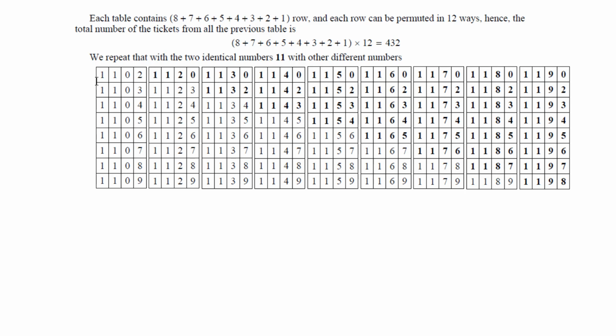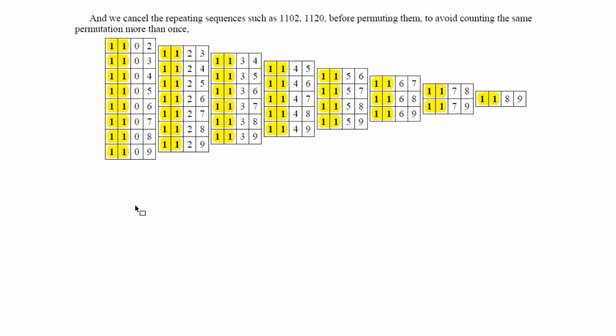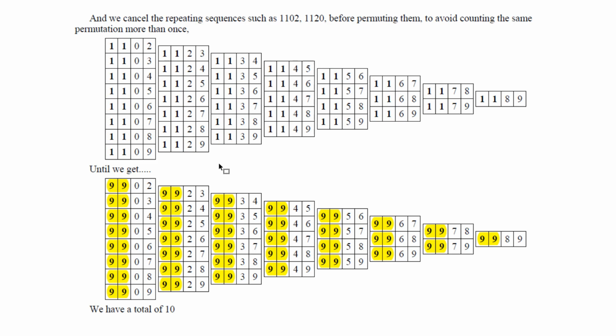We can do the same thing. We can repeat the same process for the 2 identical items 1, 1, and we can eliminate all these combinations which are similar to other combinations here, and we are going to end up as we did before with these tickets, and we keep doing that until we arrive at 99.